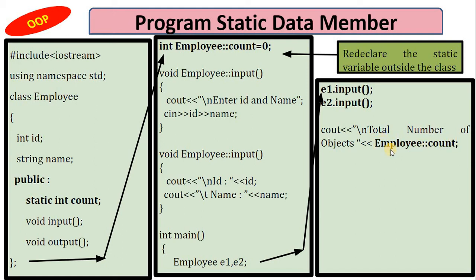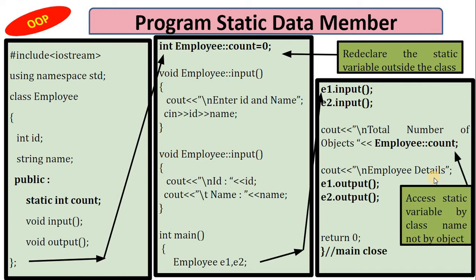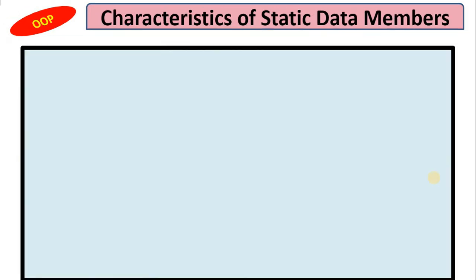So to access the common variable name, we are writing employee scope resolution operator count, and then we see the employee details with E1.output and E2.output. So even if we are writing E1.count, E2.count, it will give you 2 only, because the count is considered as a static variable and has the highest latest value which has been created. This is an accessing of static variable by the class name, not by object name.